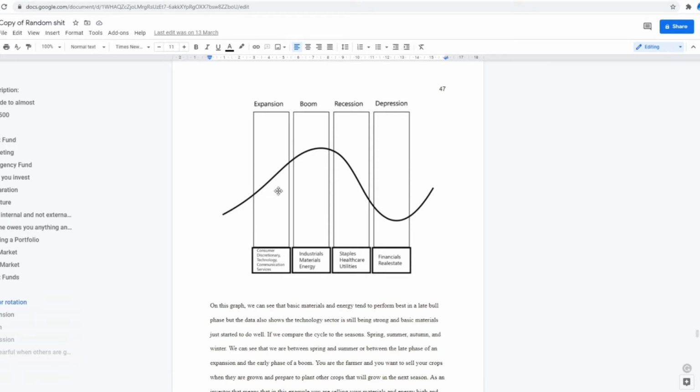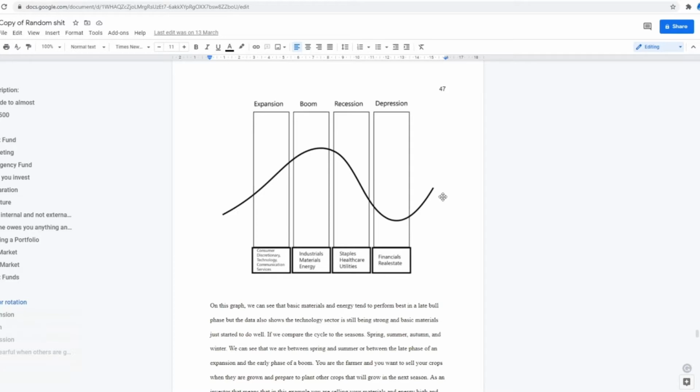So sector rotation, what is it? Well, the economy and the stock market move in a cycle, which is called the business cycle. You might have heard it in school. So the economical cycle or business cycle has two phases, which are the expansion phase, or better known as the bull market, and then the deflationary phase, which is best known as the bear market. So the bull market is the expansion and boom phase, and the bear market is the recession and depression phase. So I call it expansion, boom, recession, and depression.